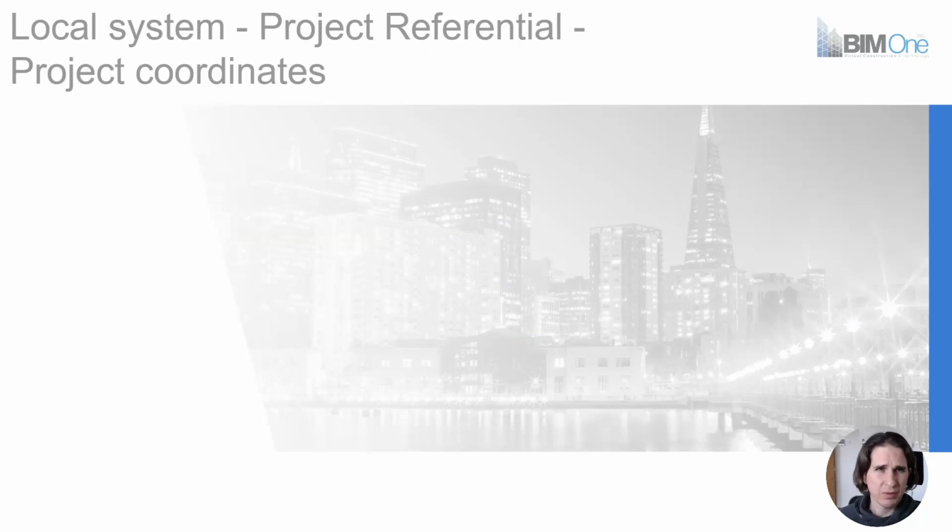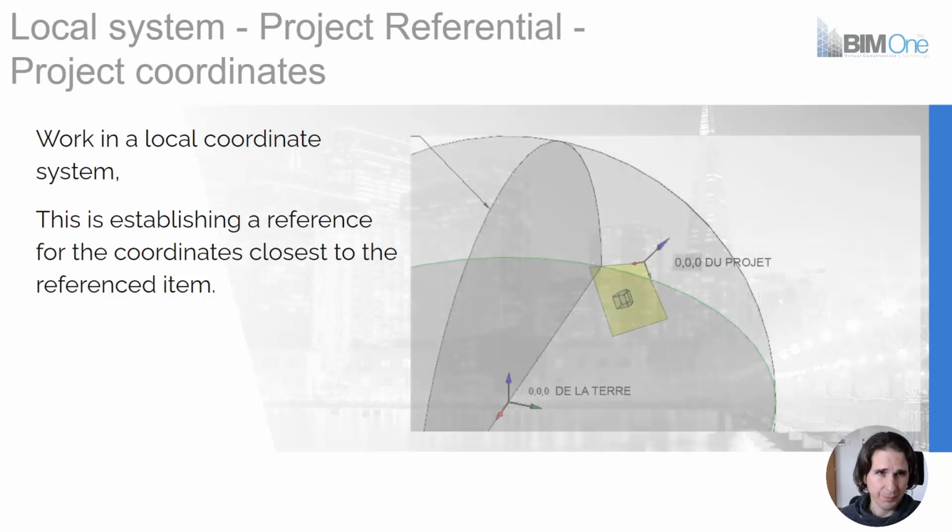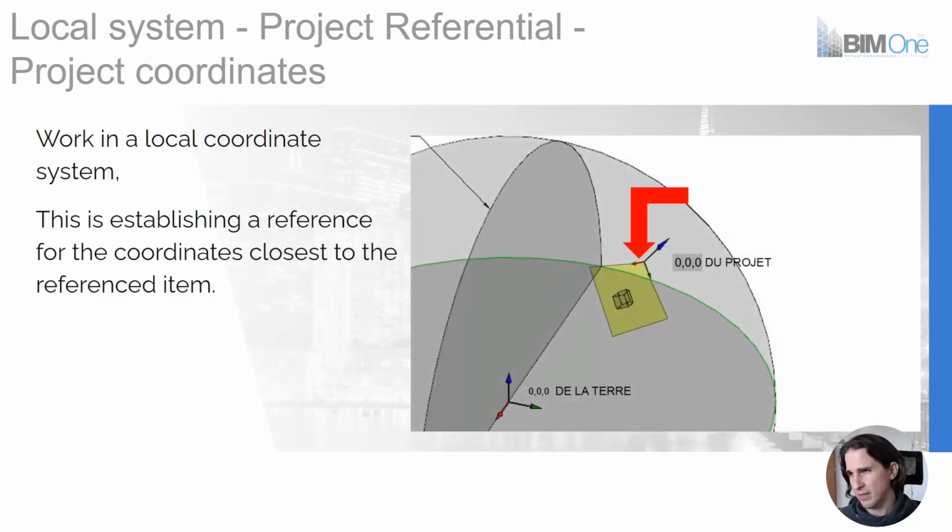Coming back to the local system to illustrate and conclude on the local system, the work in the local system is to establish a reference for the coordinates closest to the reference item. That would be a good definition of it. It would look like this actually. You would set a plan with an origin for the plan, and then you would position this little project accordingly.